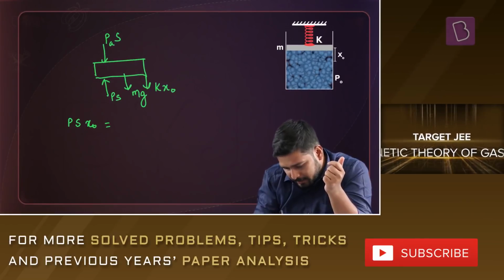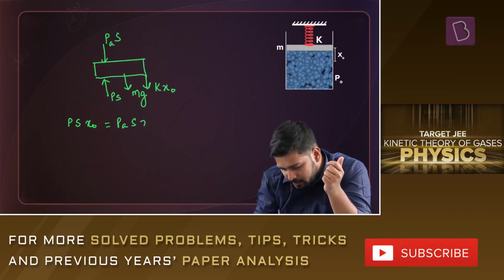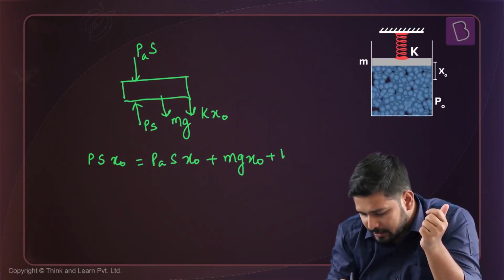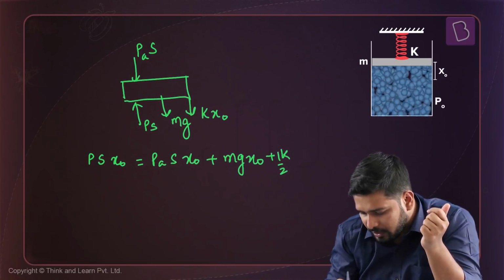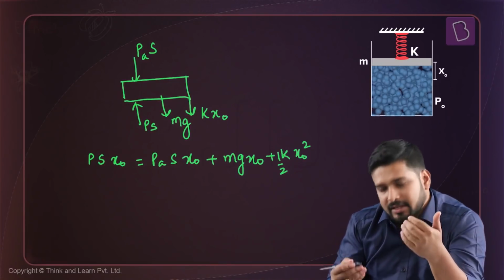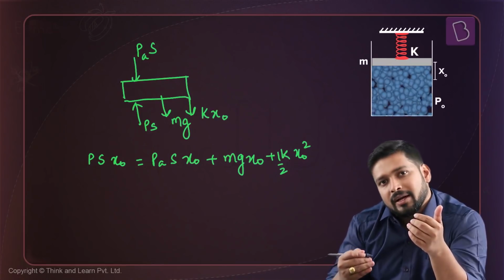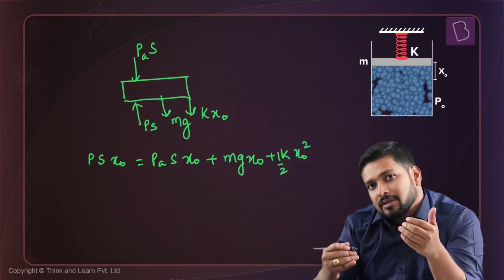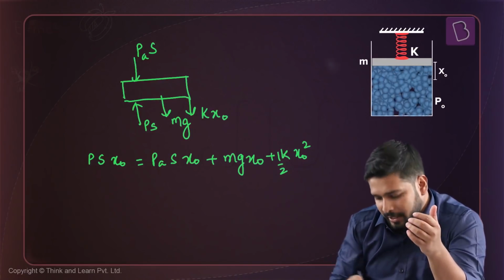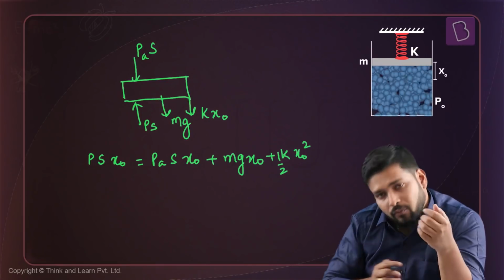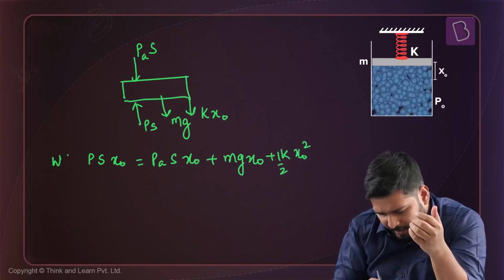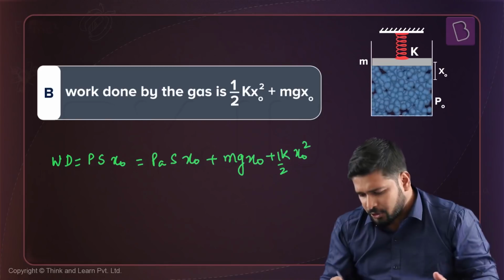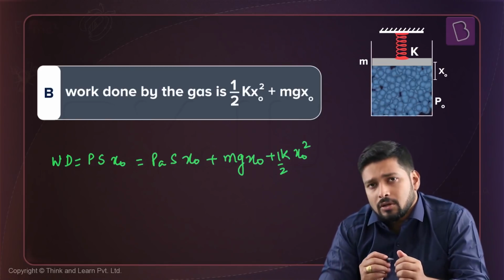So if I write the expression, that is PAS into x naught plus mg x naught plus half kx naught square. So these are the three terms, right? And work will be done against all of them. So this is the work done against the atmospheric pressure, work done against the weight of the piston, and work done against the spring, right? So I get an expression of work done, right? So this is my work done basically, and if I compare with the option, well, it does not match, right? So our option B is wrong, right?